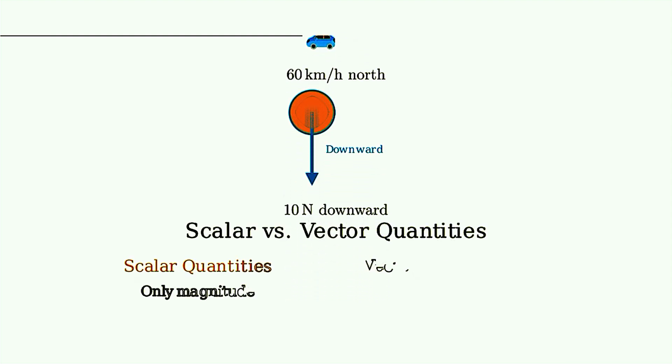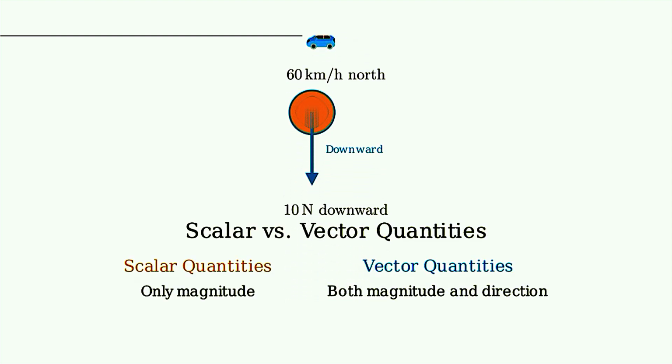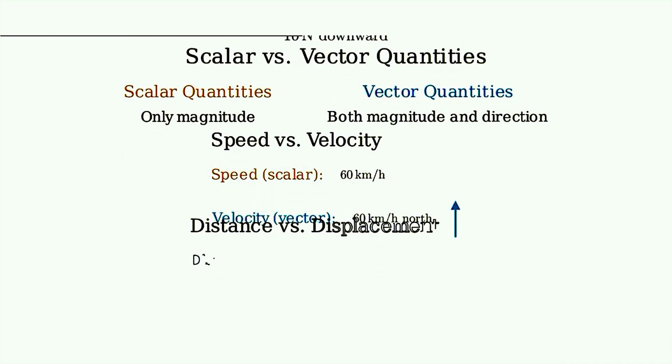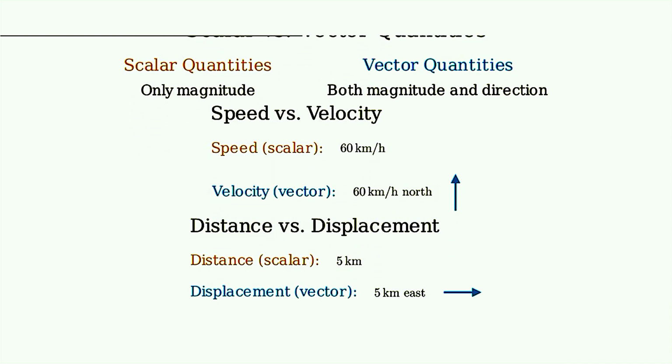Now, let's directly compare scalar and vector quantities to better understand their differences. The fundamental difference is that scalar quantities have only magnitude. Vector quantities have both magnitude and direction. Let's visualize this with a couple of examples. Speed versus velocity. Speed, 60 kilometers per hour, scalar, only magnitude. Velocity, 60 kilometers per hour north, vector, magnitude and direction. Distance versus displacement. Distance, 5 kilometers, scalar, only magnitude. Displacement, 5 kilometers east, vector, magnitude and direction.